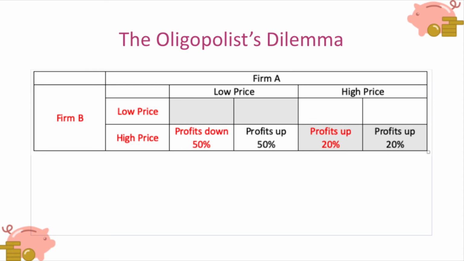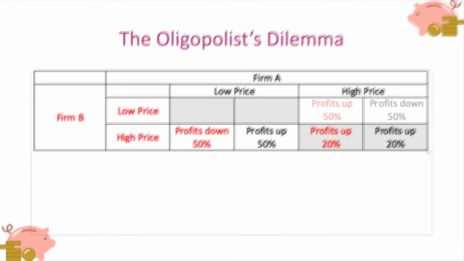Firm A sees that if it sets a low price, while firm B continues with the high price strategy, all of the customers, or a lot of the customers, will migrate to firm A. So firm B's profits go down by 50%, while firm A's profits go up by 50%. So firm A has an incentive to break the high price agreement.